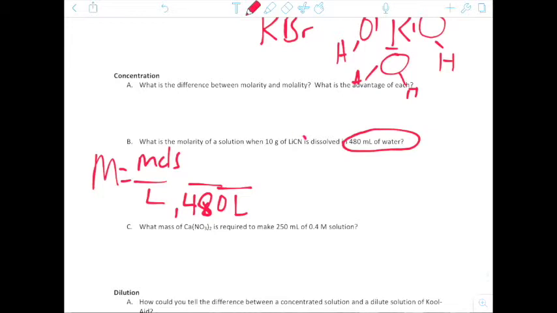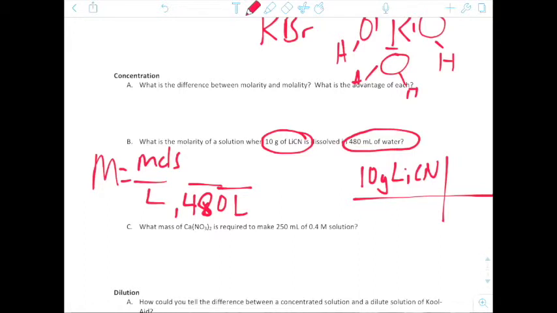So how do we go from grams of lithium cyanide to moles of lithium cyanide? We take 10 grams of LiCN, and all we have to do is set it up and divide by the molar mass, which is going to be 32.95 grams equals 1 mole, and we'll get a molar amount of 0.303 moles.